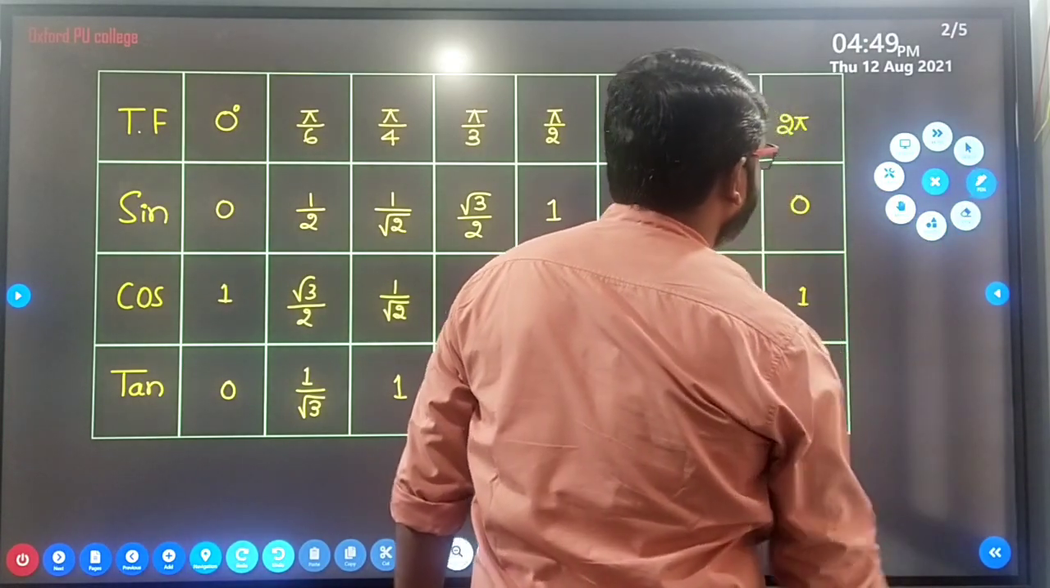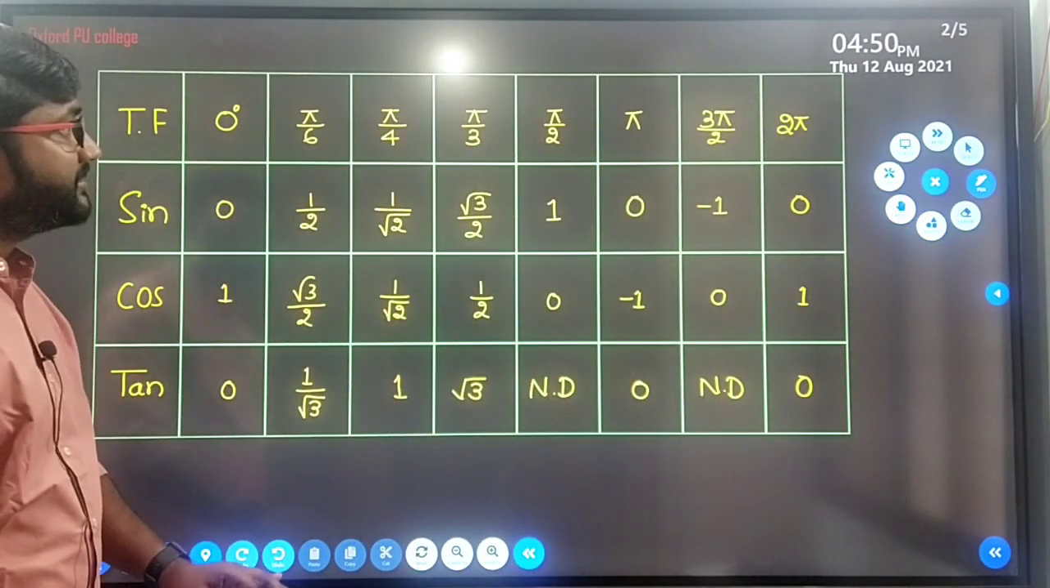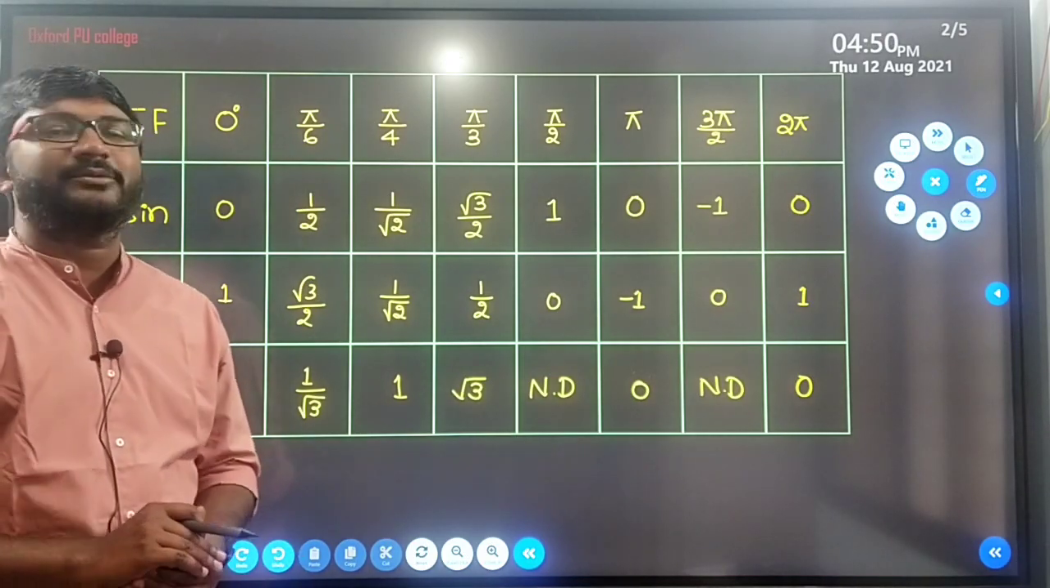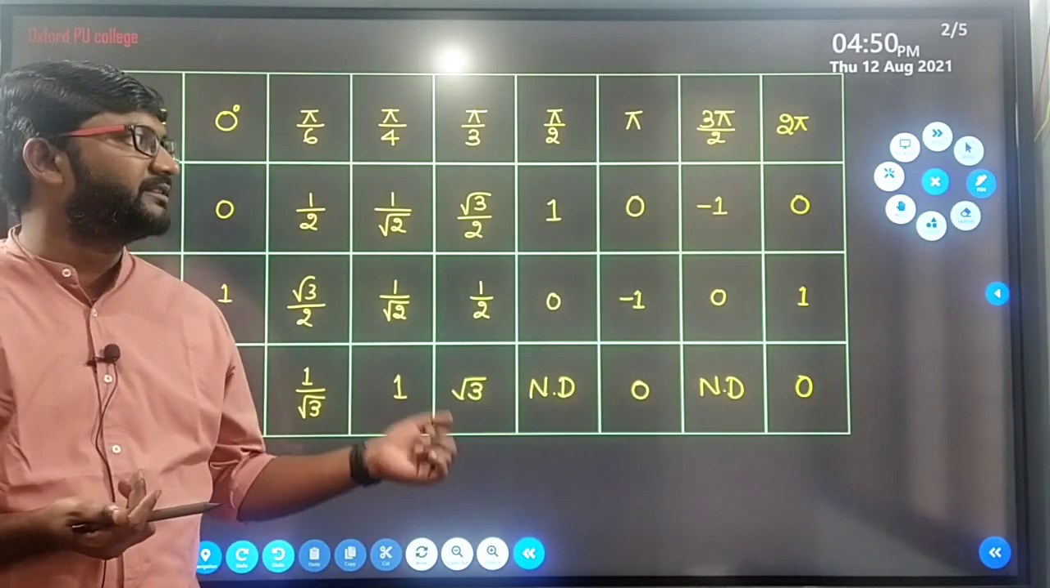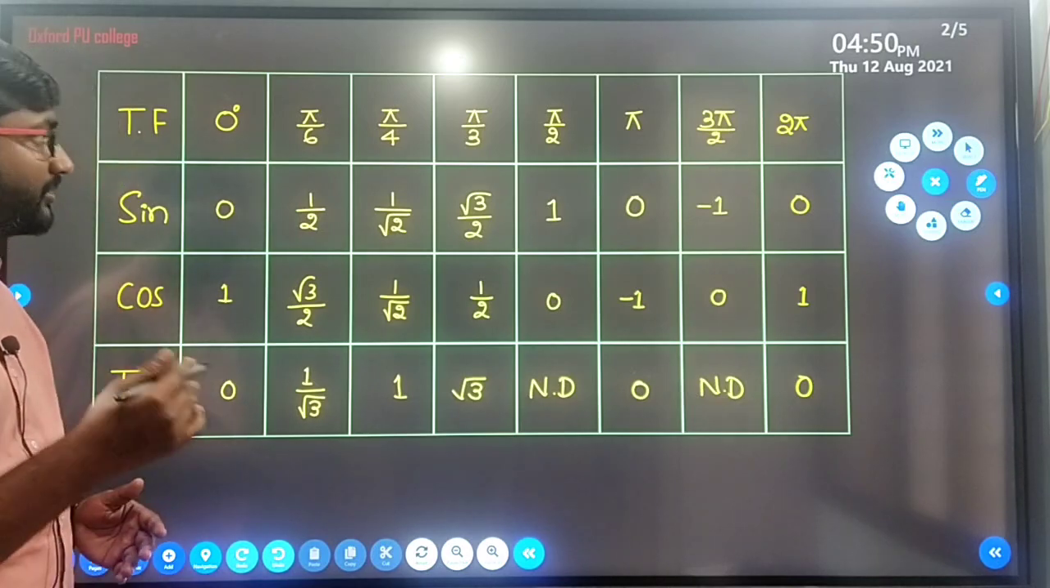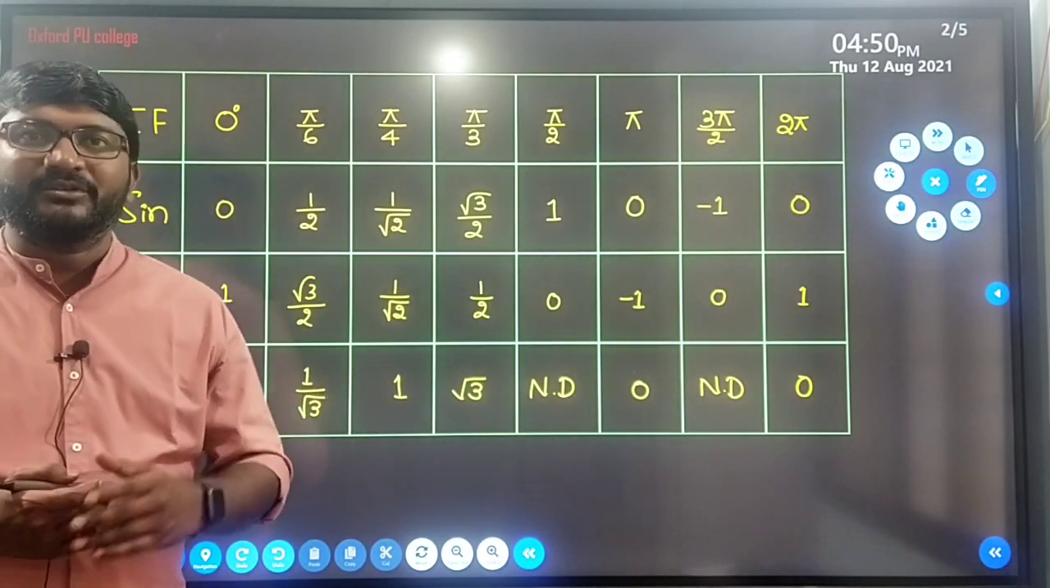You will have to remember this. This table plays a very important role in mathematics as well as physics. So you will have to remember this. Just go through this. In tomorrow's class, I'll be covering some more concepts. Thank you.